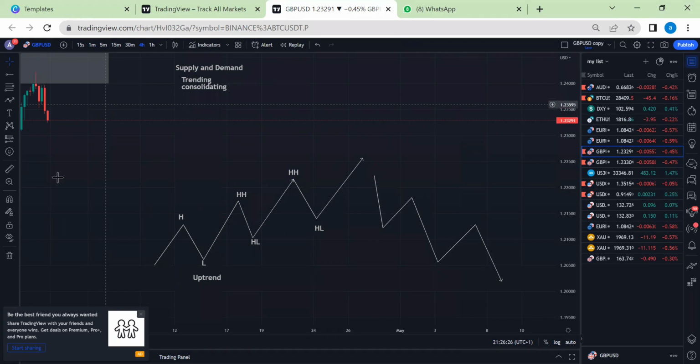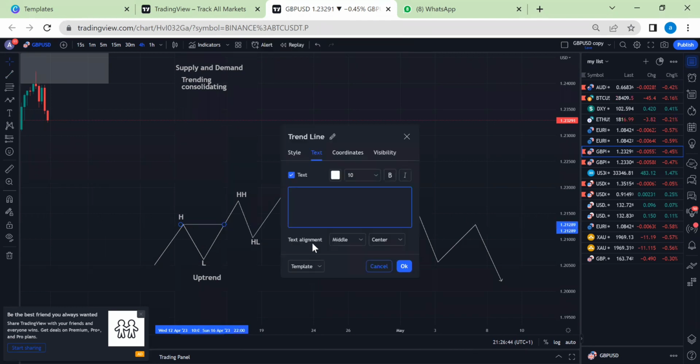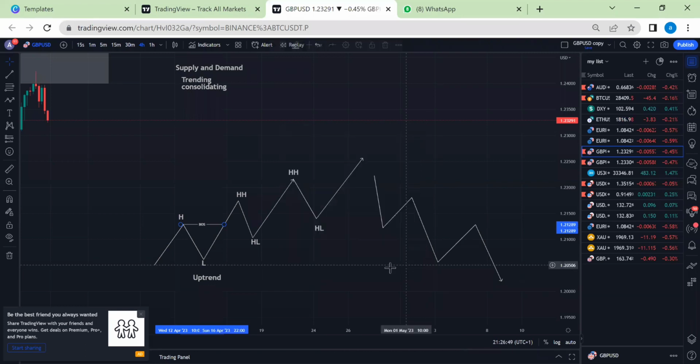Now we have a terminology we use. Sorry, forgive my tongue. Now each time price breaks a high to create a new high, we say we have what? A break of structure. We call it BOS. Break of what? Break of structure. So here we had a break of structure. That's what we call it. When price makes a new high, we call it a break of structure.